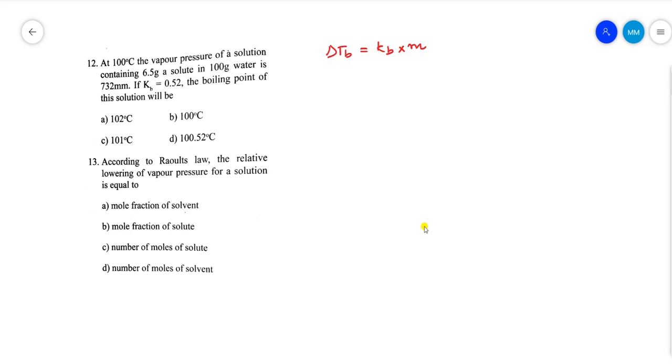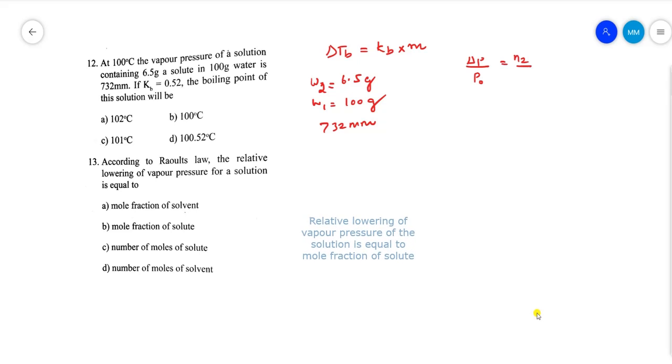In the given problem, W2, the weight of the solute, is 6.5 gram. And the weight of the solvent is 100 gram. The vapor pressure of the solution is given, that is 732 millimeter of mercury. So what is the boiling point of the solution? To find out the molecular mass of the solute, we start with this relation. Del P by P naught is equal to N2 by N1.